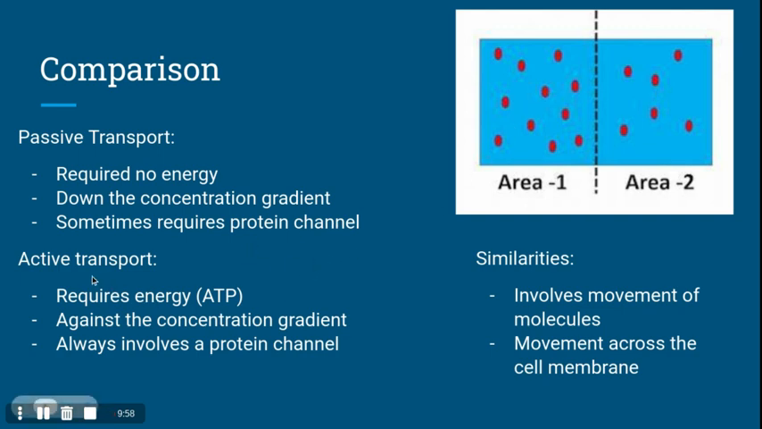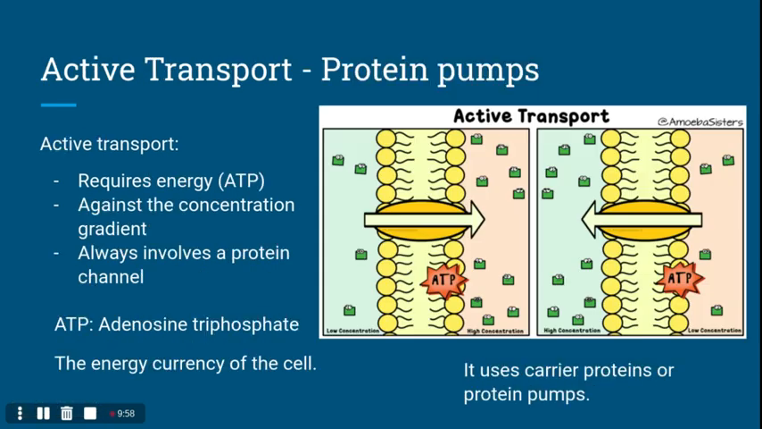Now, we're going to talk about active transport, which requires ATP, which we'll talk about in a second, and it's against the concentration gradient, which means particles will go from area 2 to area 1 because it's going to be against it, and it's always going to involve a protein channel. The similarities between these is that both processes, passive and active transport, involve movement of molecules, and it's the movement of those molecules across the cell membrane.